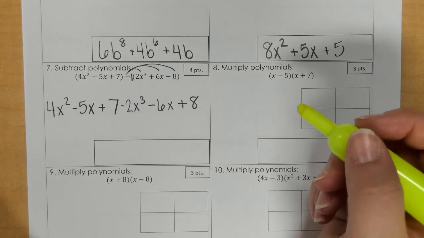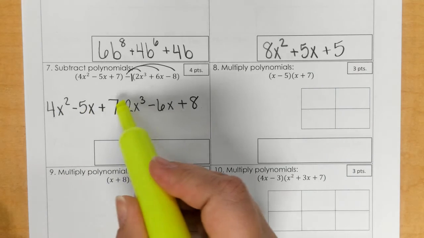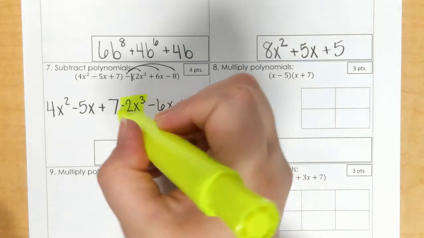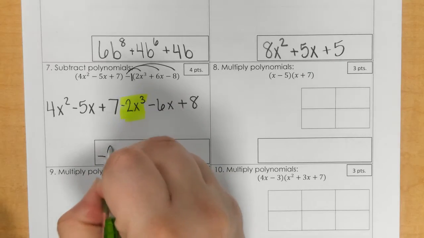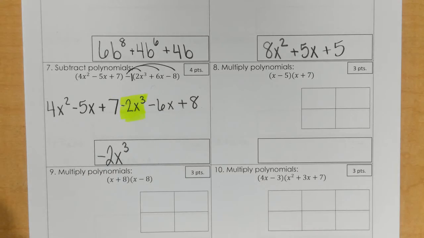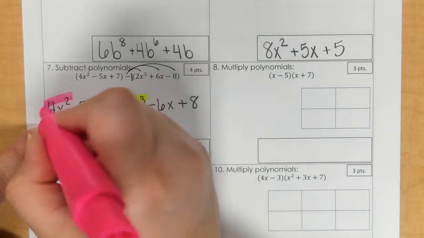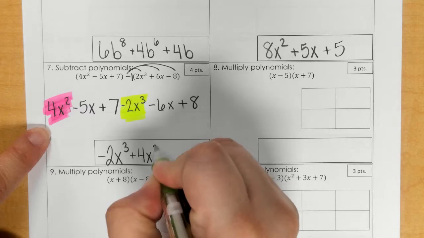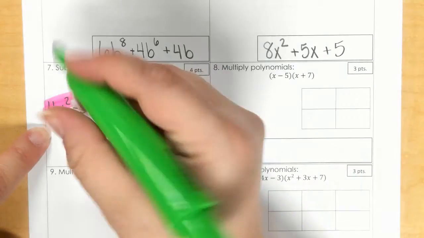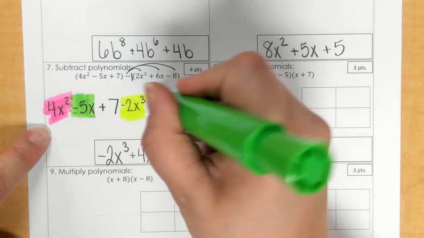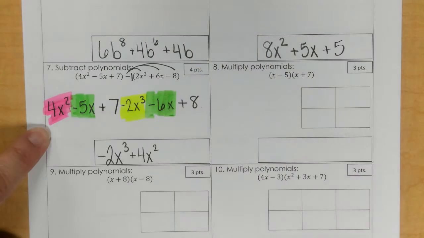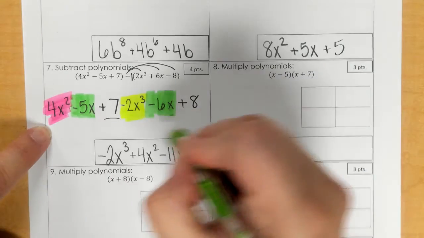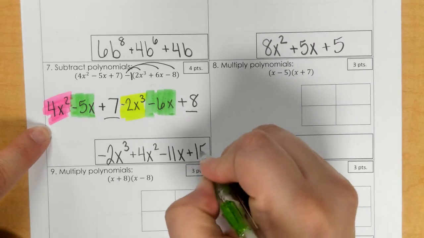Look for the highest exponent. It looks like a 2. I have a 3. So I'm going to go with this first, and put down negative 2x to the third. Then I have 4x squared. And that would just be positive 4x squared. Then I have negative 5x minus 6x, and that would give you a negative 11x. And then lastly, your 7 and 8 would combine to be 15.